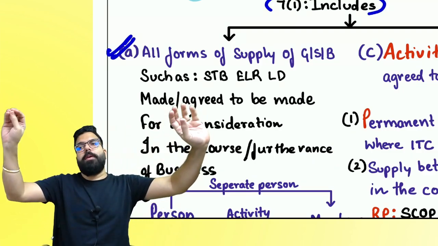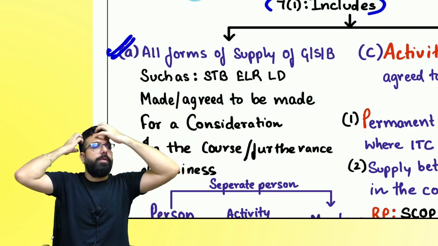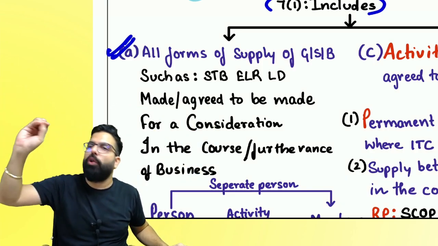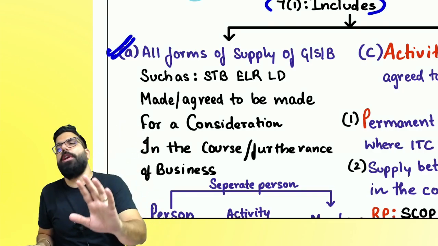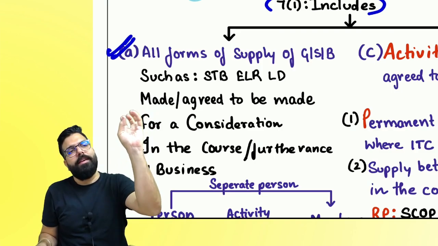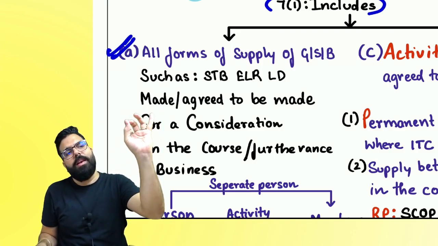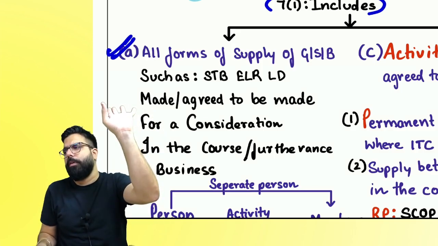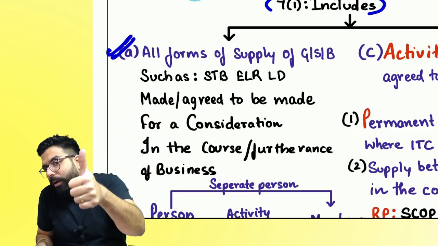People, we learned section number 7(1)(a). What is section 7(1)(a), everyone? All forms of supply of goods, services, or both. Whether you call it sale, transfer, barter, exchange, lease, rental, license, disposal, or any other name you give. It should be for a consideration.